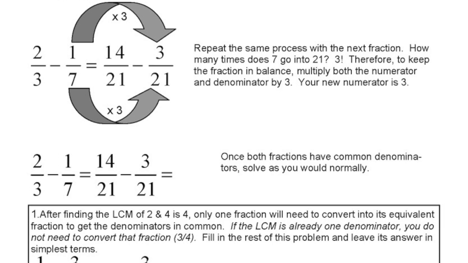Now that I have a common denominator, I'm just going to solve like I know how. 14 minus 3 makes 11. So my final answer is 11 21sts.